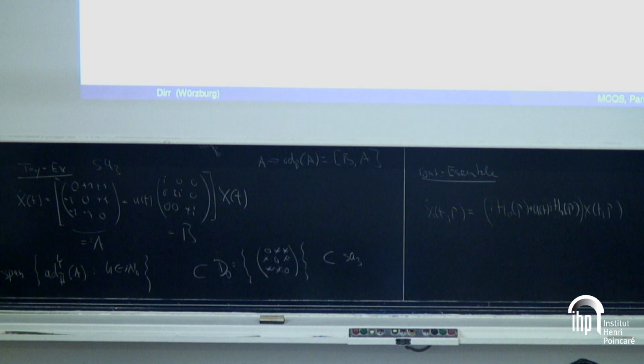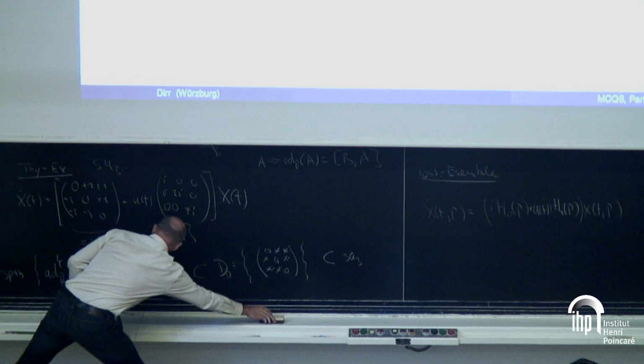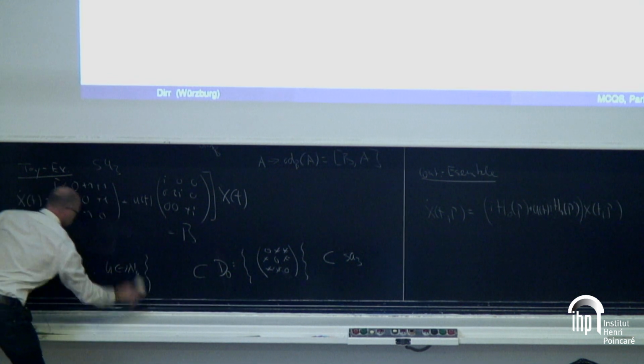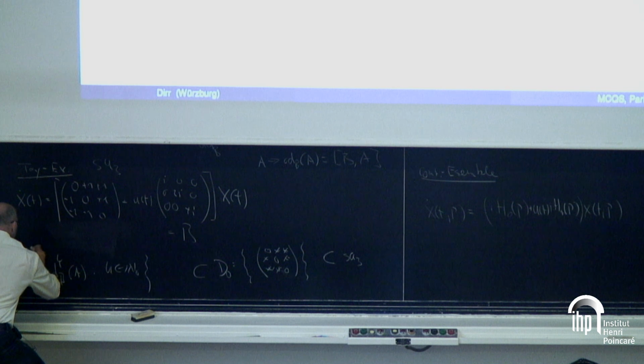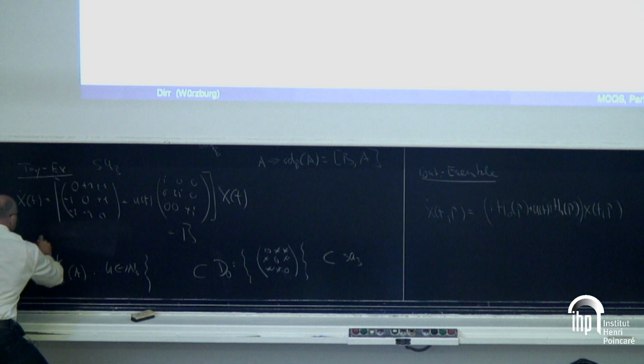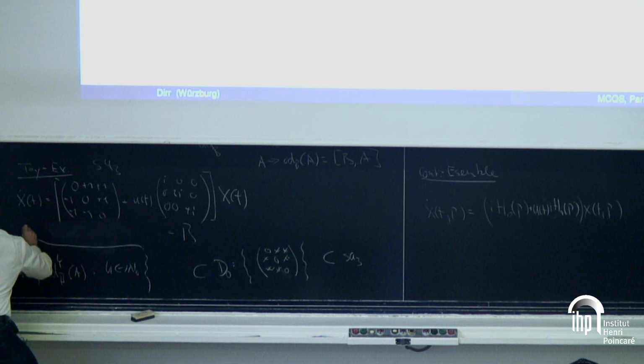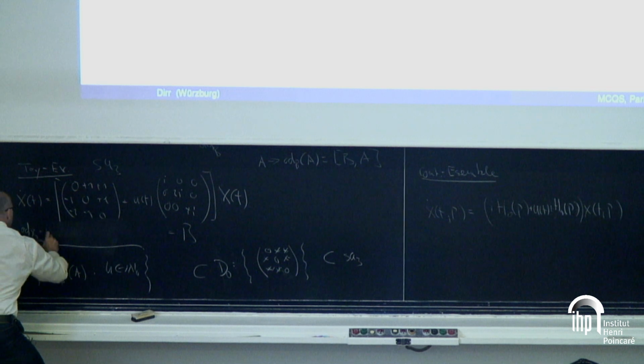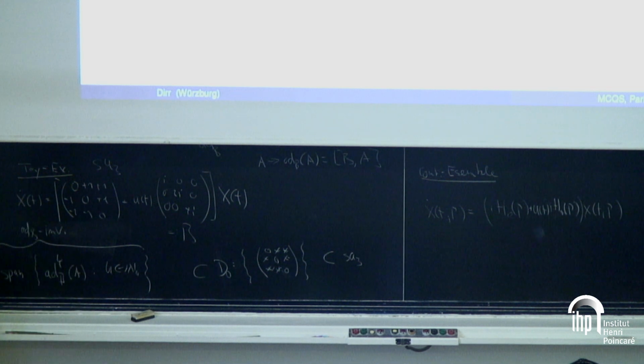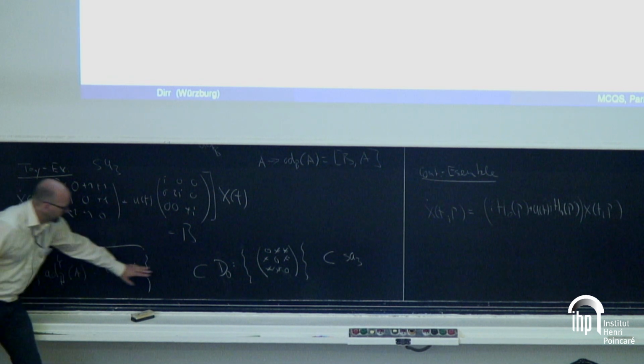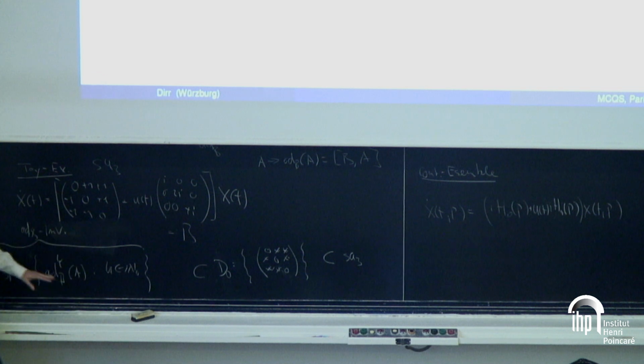Okay, but now what you see is this here is an ad B invariant subspace by construction, and it's easy to check that it's not only contained in here, that it's all of D0.